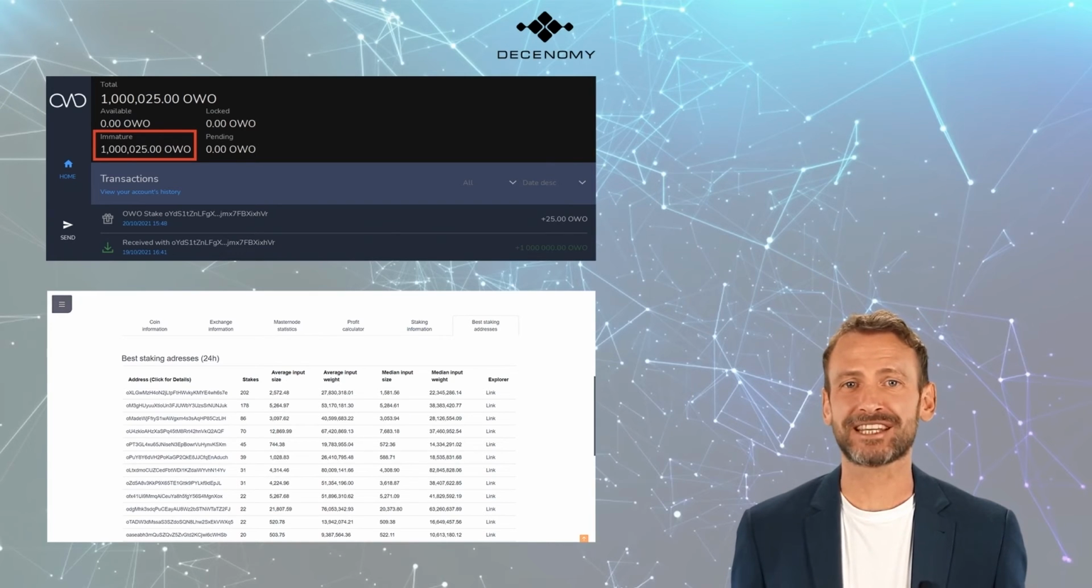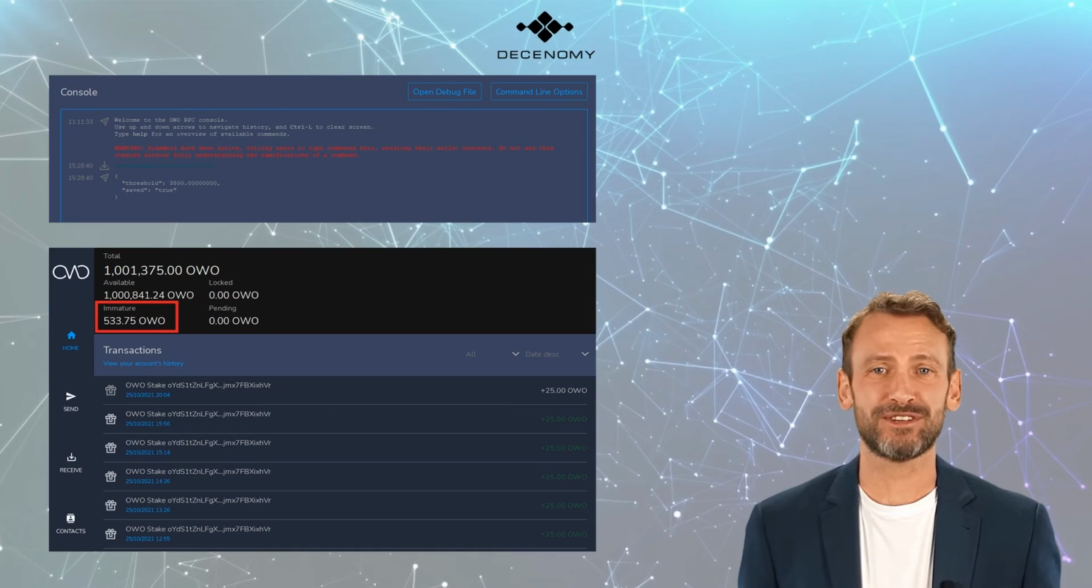In the lower image is the information provided from the Best Staking Addresses tab. They are the same statistics as before, but here they are referring to the individual addresses of the largest active stakers on the network. We can therefore use an average input size value as a reference value for the set stake split threshold in our wallet, from the debug console. We'll look at that now.